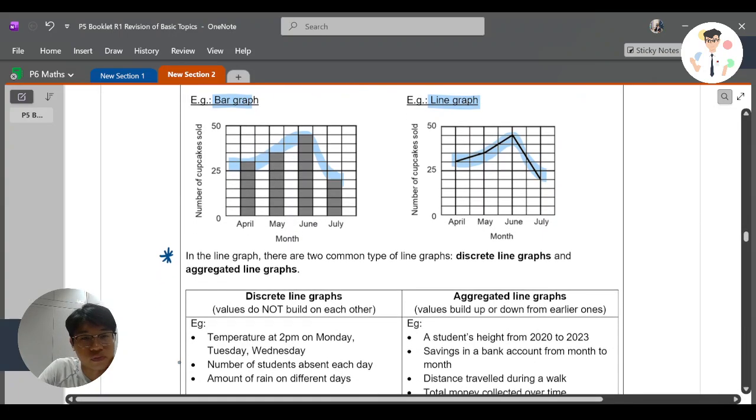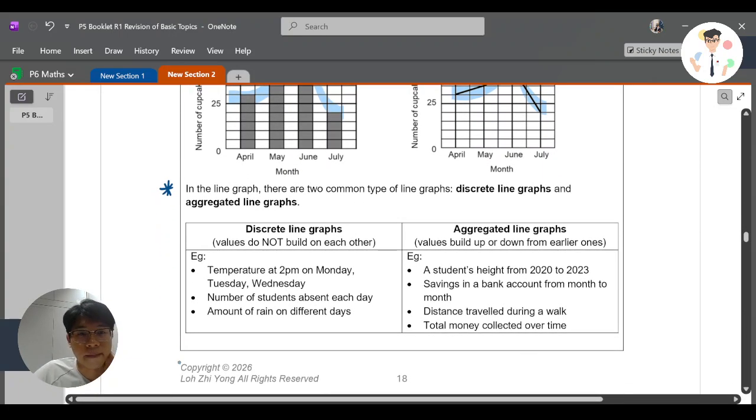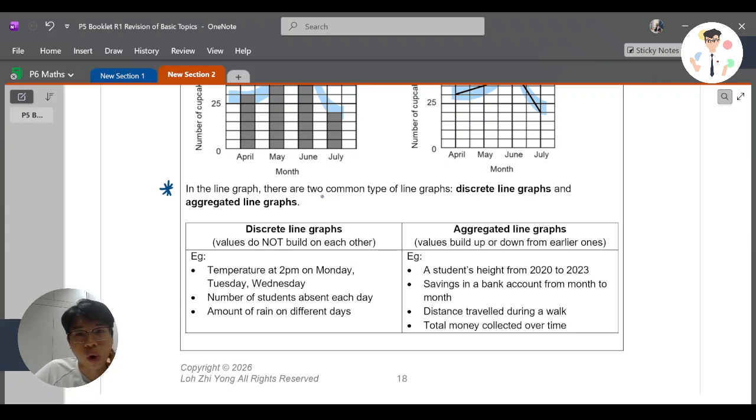Okay, now pay a bit more attention to what I'm going to say now. In the line graph, there are two common types of line graph that I define myself. Okay, the first one is called the discrete line graph, and the second one is called the aggregated line graph. Okay, don't be confused by these big names. I just simply gave them names. The names are not important, but you need to differentiate the two types. Okay, that is the most important thing.